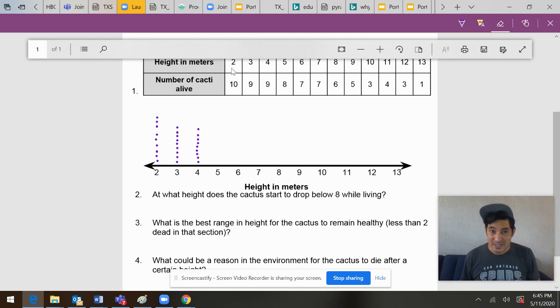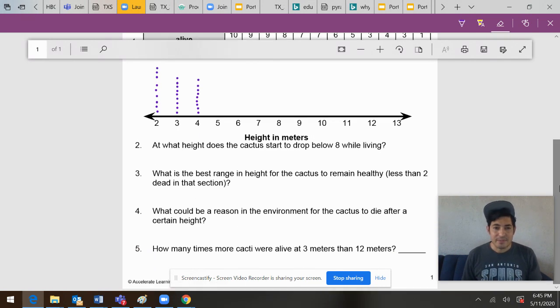Okay, is it at 2 meters? Not really, because look, they have 10. That's not below 8. Is it the 3 meter plants? Is that where they start dropping below 8? Nope, they still have 9. So for number 2, you have to write down what height they start dropping below 8.